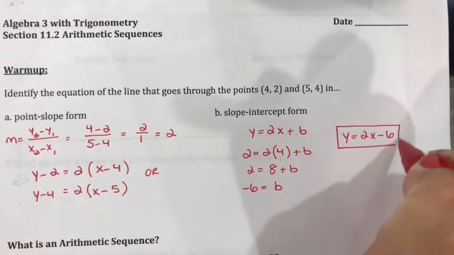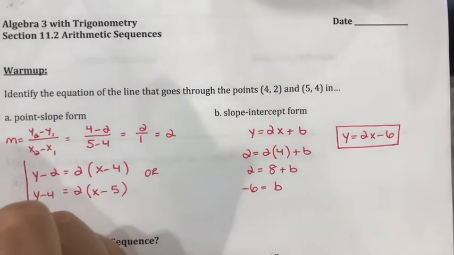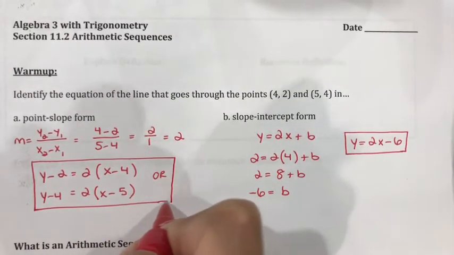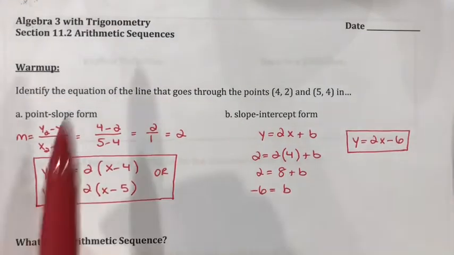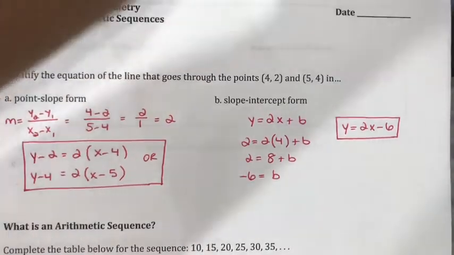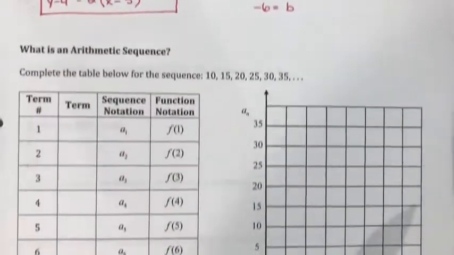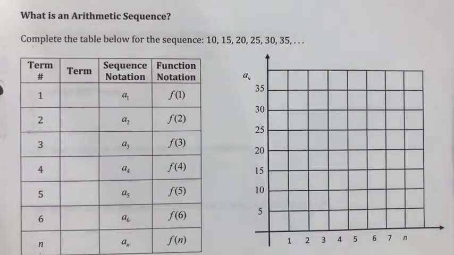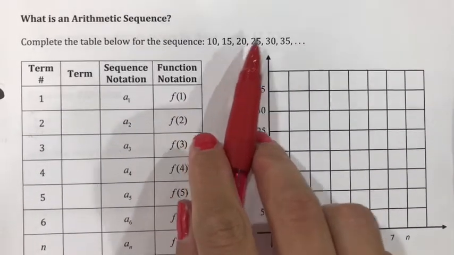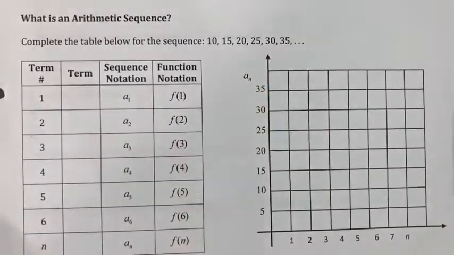Okay, now the reason why we are spending a little bit of time in the beginning talking about a line is because arithmetic sequences are going to have a little bit of a connection to that, okay? And we're going to learn about that with this next example. So let's go ahead and scoot down to our table. You'll notice we have a sequence here. 10, 15, 20, 25, 30, 35, etc.